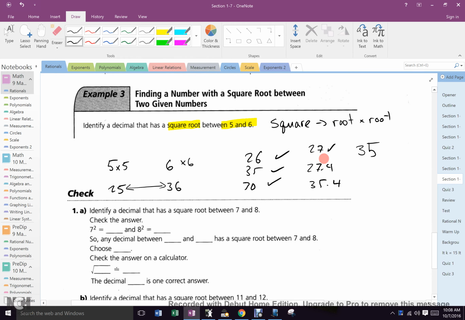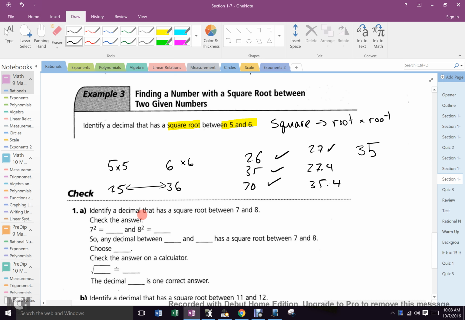Okay, so here it all is. You guys have just sat through this, so you know what it is all about. The square roots are 5 and 6. So I've got to find the squares to get my number line. And then anything between there will give me a square root between here. It's the reverse of what we just did, okay?